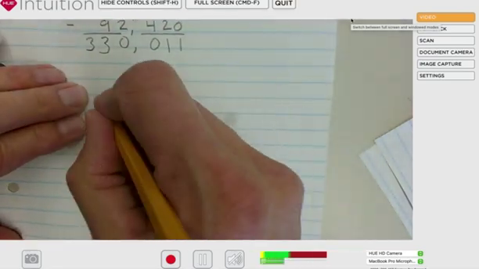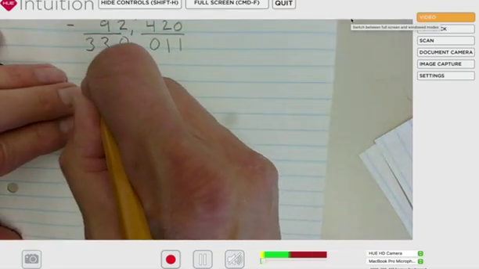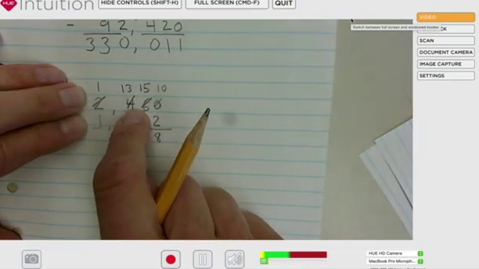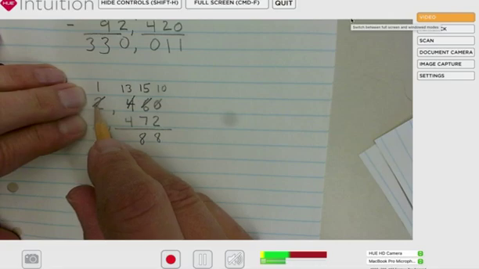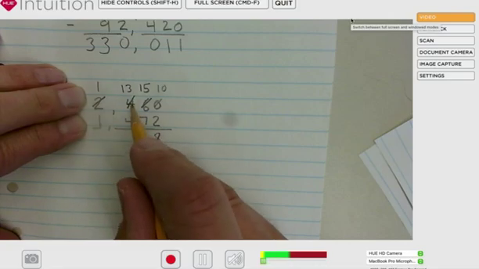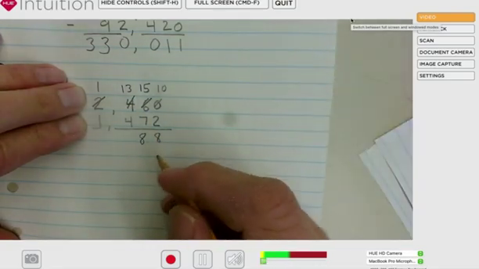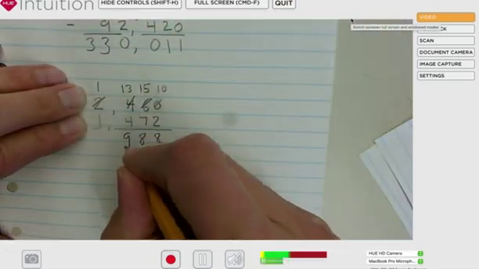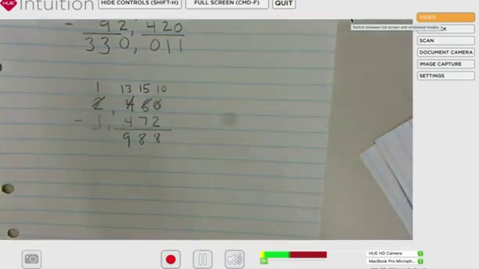3 minus 4, nope. Let's go next door. Take away 1, add 10. Take away 1, add 10. 1,000 is the same as 10 hundreds. That's why we do it. Now we have enough. Oh my goodness, dominoes. Tick, tick, tick. 13 minus 4 is 9. 1 minus 1, we'll just leave it blank.